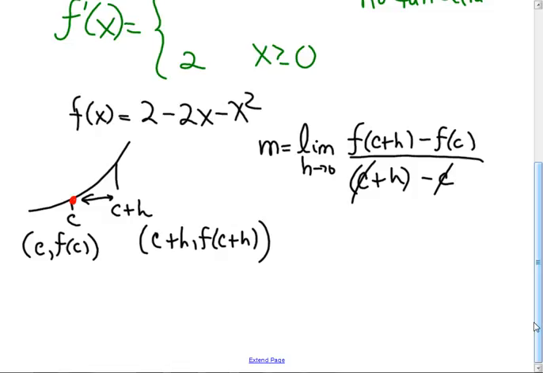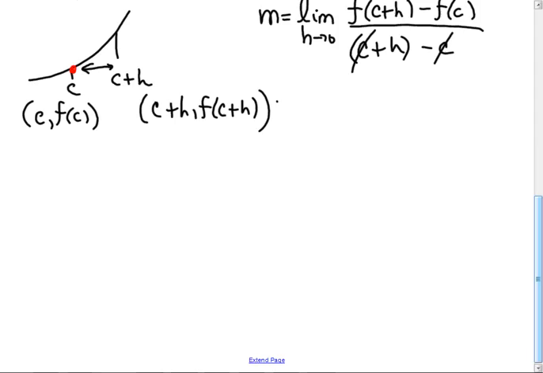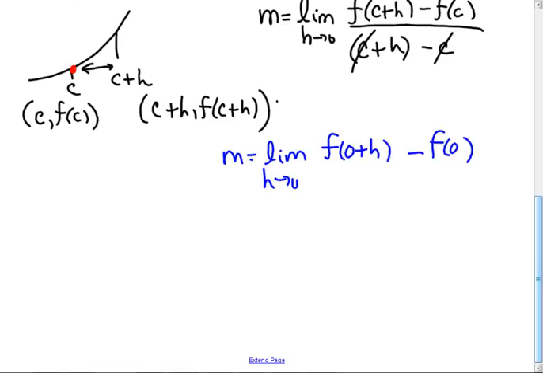Okay, we'll take a baby step here. What's our c value going to be? That's what makes this easy. Where am I finding the slope? At 0. So m, maybe I better change colors, or maybe slide down. So my slope is going to be equal to the limit as h goes to 0, and I want f of 0 plus h minus f of 0, all over h.